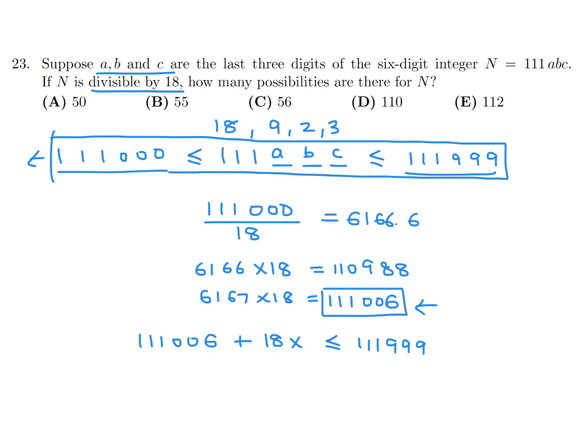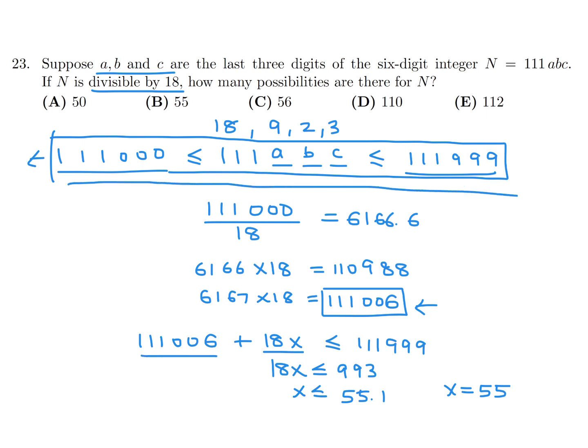All right, so let's figure this out. So that means 18x is less than or equal to 993, and therefore x is less than or equal to, divide that by 18, you get 55.1 or something. So therefore x is equal to 55. Now be careful though, because that means there's 55 additional numbers that are divisible by 18 in this range here. But remember we had the initial one, so you got to count that also. So the answer would be 55 plus that 1 that we initially calculated, and therefore the total will be 56. And 56 is answer choice C.